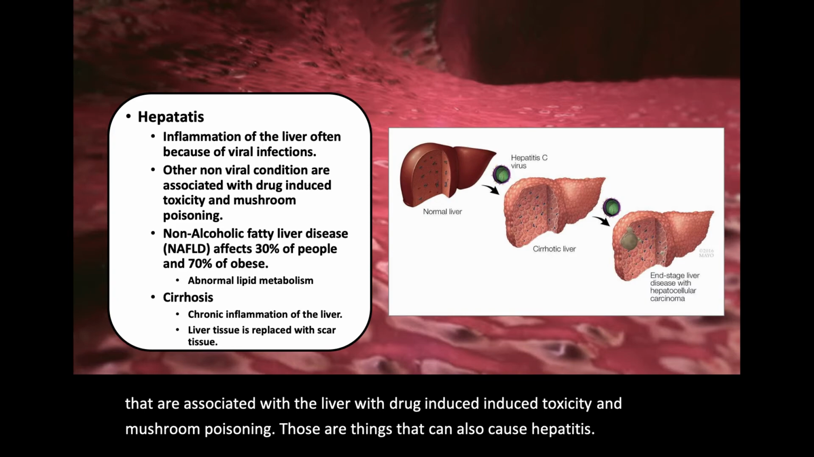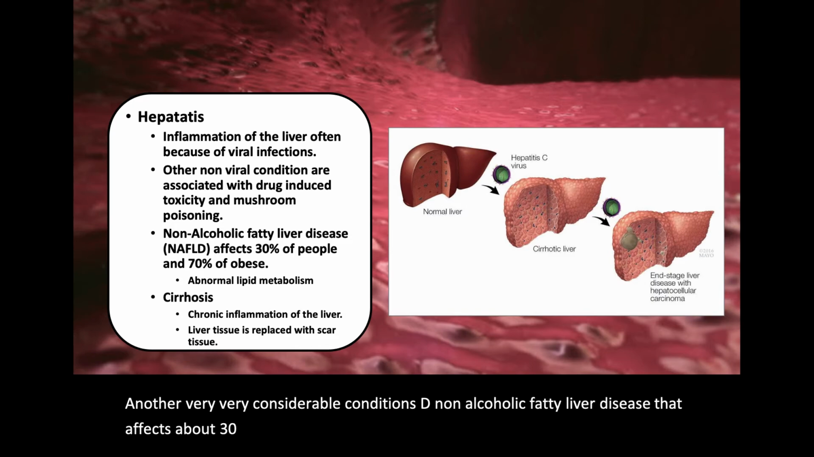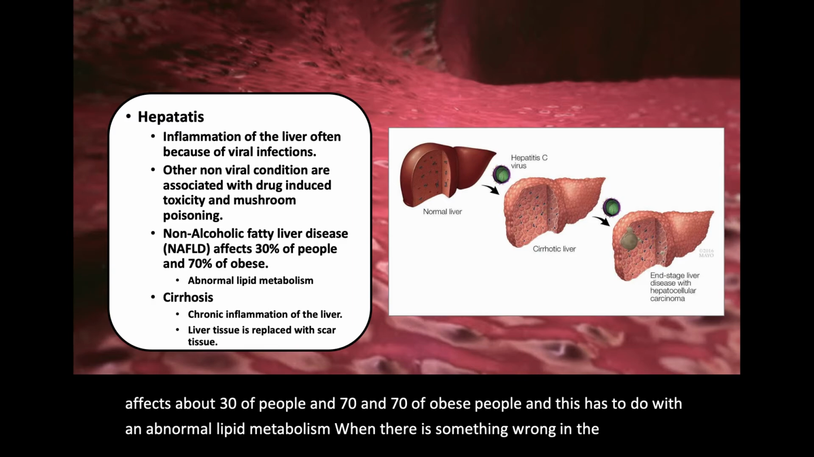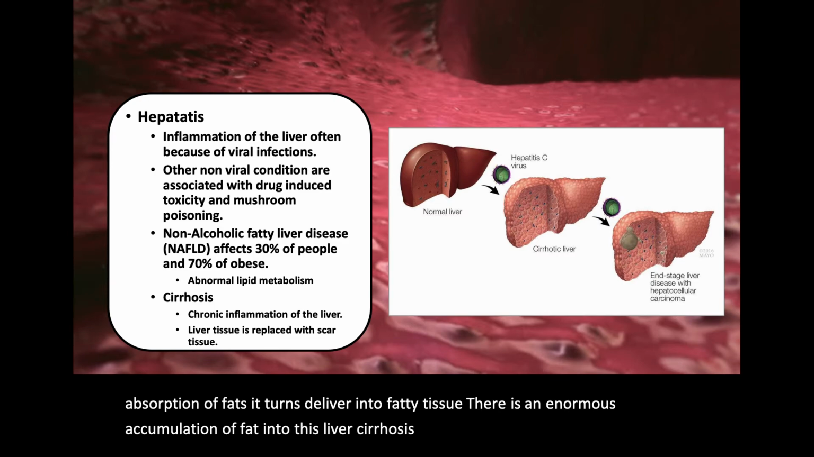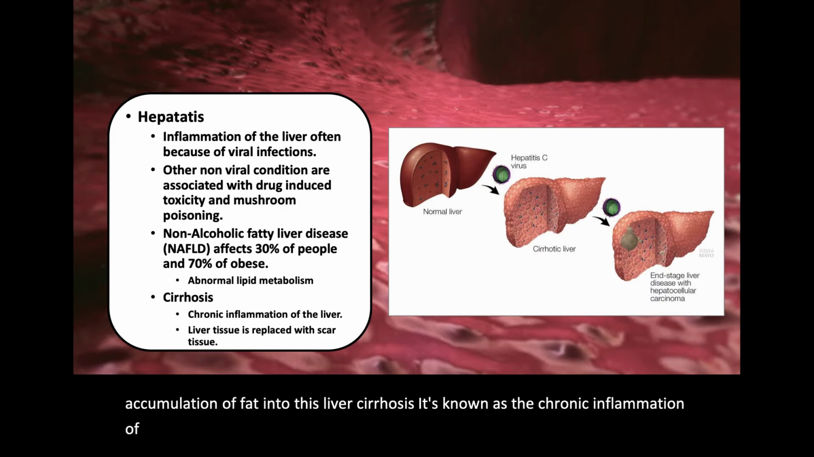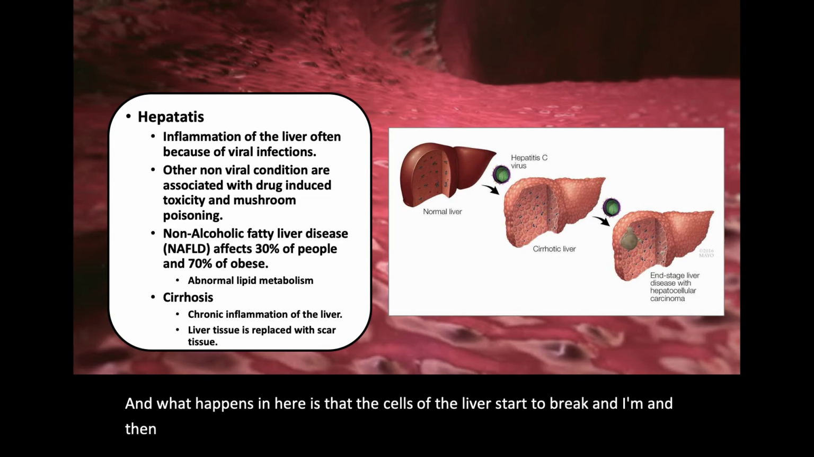Another very considerable condition is non-alcoholic fatty liver disease, which affects about 30% of people and 70% of obese people. It has to do with an abnormal lipid metabolism. When there is something wrong in the absorption of fats, it turns the liver into fatty tissue. There is an enormous accumulation of fat in the liver. Cirrhosis is known as the chronic inflammation of the liver, and what happens here is that the cells of the liver start to break and die, and then they are replaced with scar tissue.